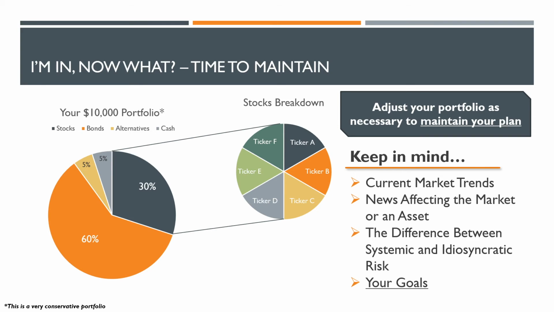So as I have here on the right, always keep in mind current market trends, news affecting a market, or any assets that you are invested in. And then understand the difference between systemic and idiosyncratic risk, which essentially just means, is the entire market going down, or is just this one stock I'm invested in going down? And then make decisions based off of that. But no matter what, bottom line, make sure that you're keeping in line with the goals that you've set for yourself in the planning phase.